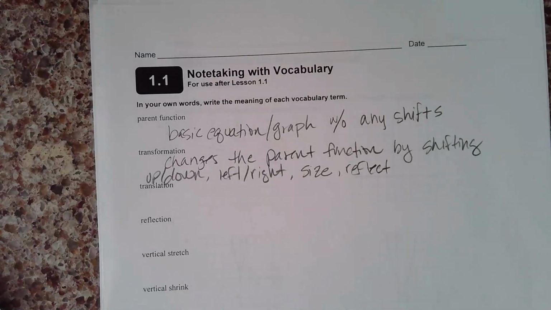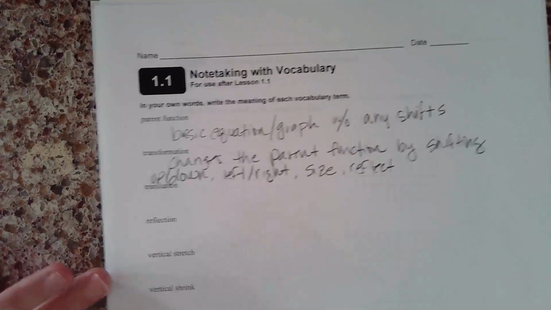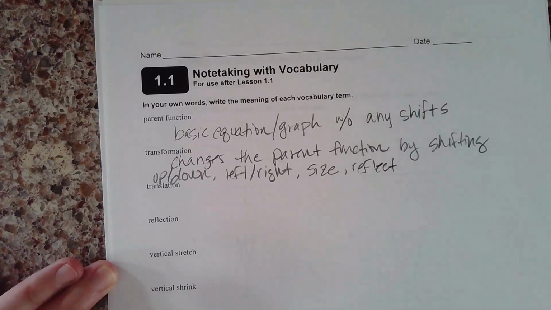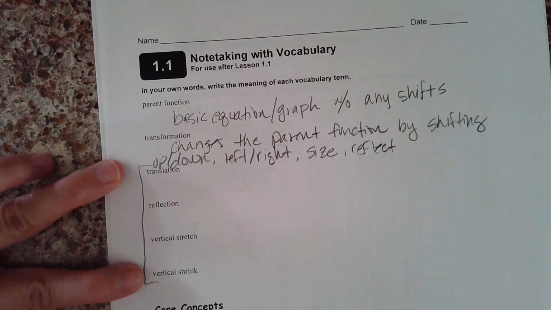So you might have a transformation that causes your function to move down, and then another one that moves it left, and then another one that makes it skinnier if you're talking about a quadratic, and then another one that would reflect it over the x-axis. So there could be multiple transformations in one function. Now we're going to talk about the different kinds of transformations. All of these right here are different types of transformations.